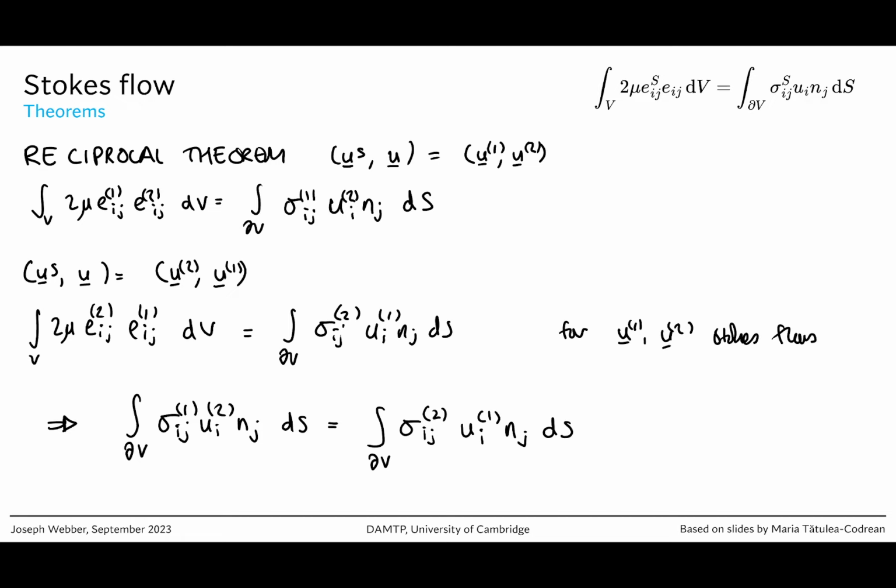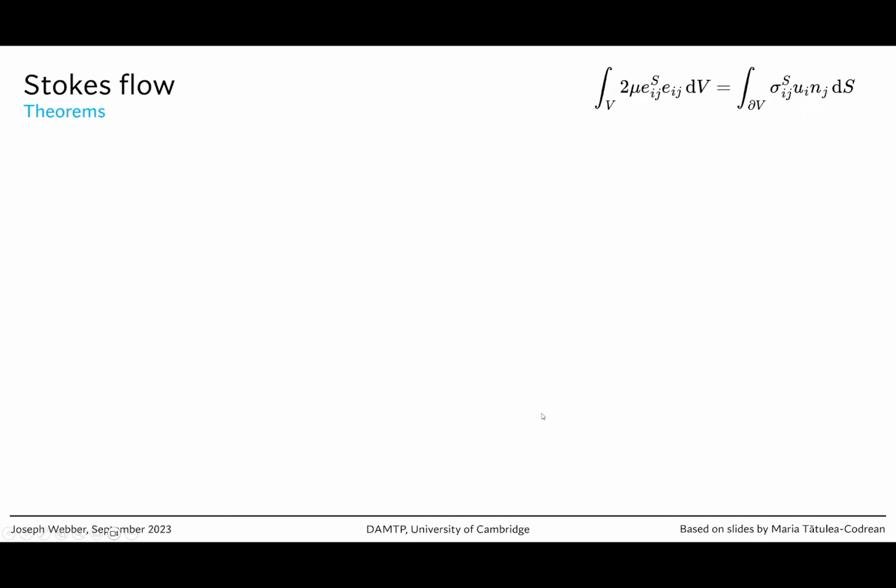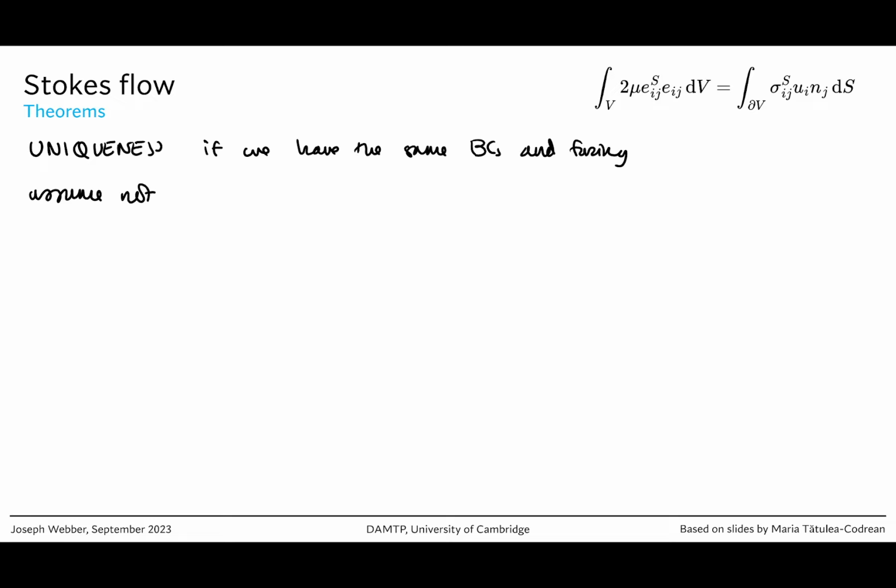Okay, so that's incredibly helpful for solving a lot of problems. The other thing that we can show with this is uniqueness. So remember I said that Stokes flows are unique if we have the same BCs and forcing. So let's assume not, and that U1 and U2 are distinct solutions that are different, that satisfy the same boundary conditions and are both Stokes flows.